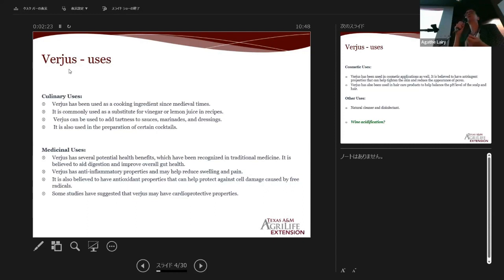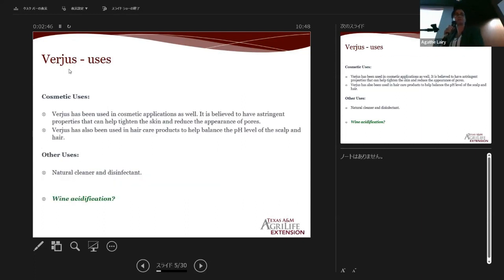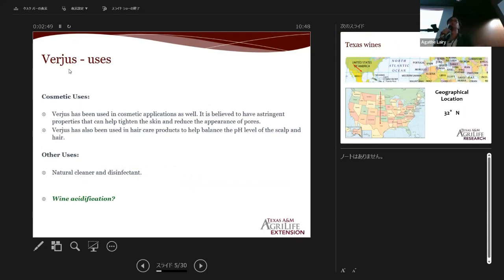Medicinal uses: it has several health benefits, as we will see a little bit later in the presentation. It has been recognized in traditional medicine. It's believed to aid digestion, and also reduce swelling and pain. It has antioxidant properties, and it has also been shown to have cardioprotective properties. It's also used in cosmetics. It is an astringent, so it helps with tightening of the skin and the appearance of pores. It also has been used in hair care products. It helps with the pH of the scalp.